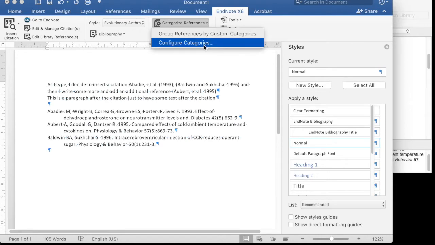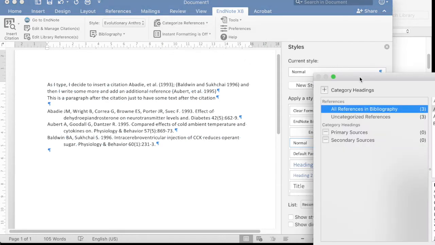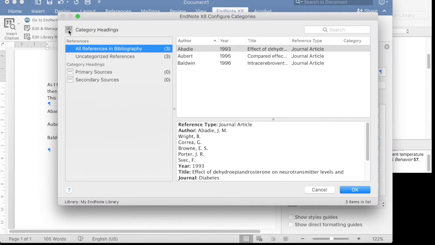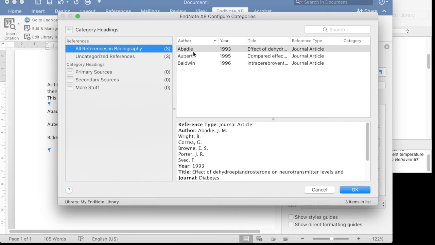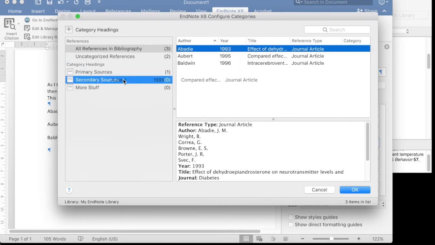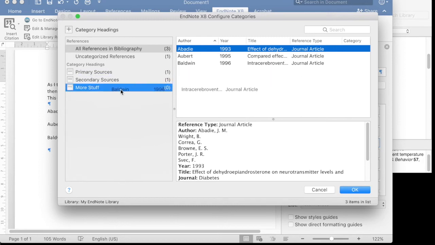You can configure the categories, adding your own categories if necessary, and then of the references you have used in the document, adding those references to particular categories.